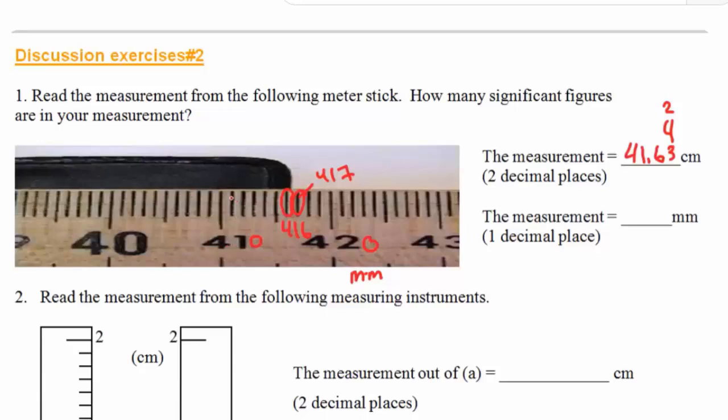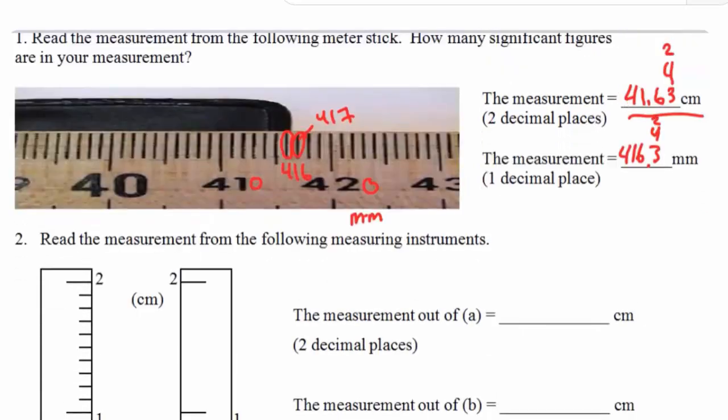So this is 410, this will be 411, 412, 413, and so on. So again, one possible answer would be 416.3 or 416.4 or 416.2. All those are possible answers to this question. Go ahead and check the solution for number 2 and 3 in the document titled Solution to the Discussion Exercises.